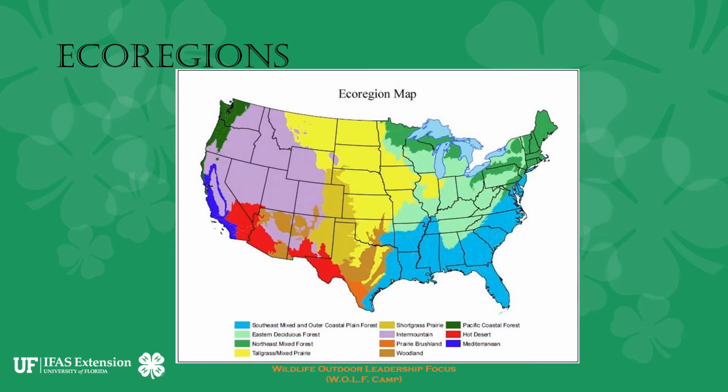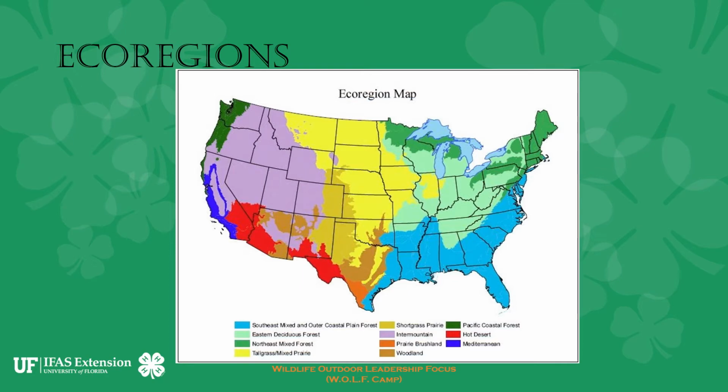In the southeast, we have the Southeast Mixed and Outer Coastal Plain Forest. That's the one that we'll be taking a close look at. That is our footprint. But please don't be discouraged or sad if you are not in this area. If you're viewing us from outside the state, around the country, we'll be talking about many wildlife species and vegetation types that can be found in your particular ecoregion.